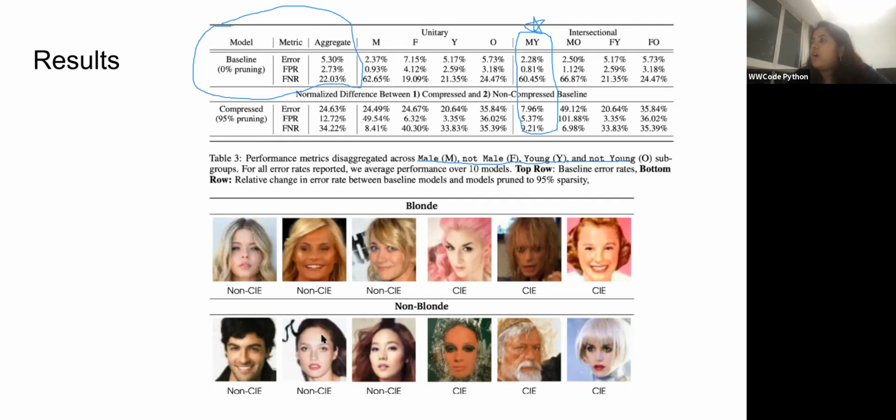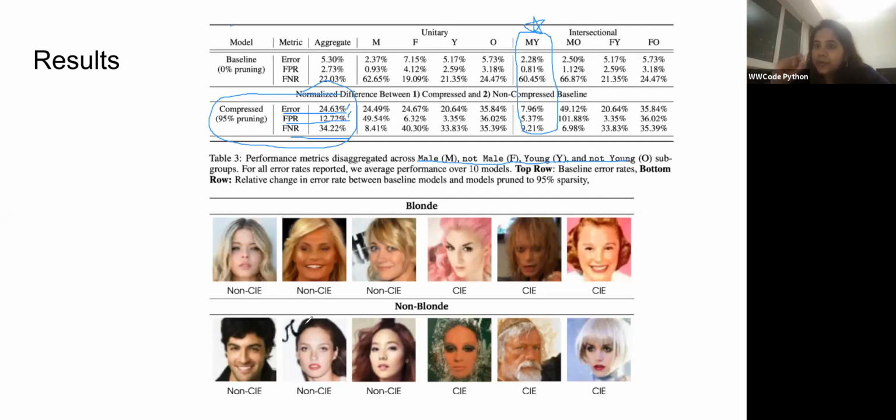Now let us compare it to what happens when pruning occurs. So this is what happens when pruning occurs. Looking at the error here, you can see the error rate immediately increases, which is bad. And the false positive rate, there is a definite increase. So is the false negative rate, which shows that there is an increase in error. So that's something that we immediately understand right out of the problem.